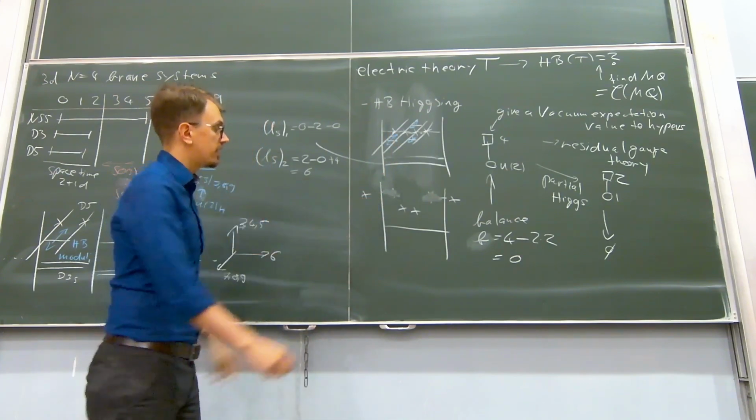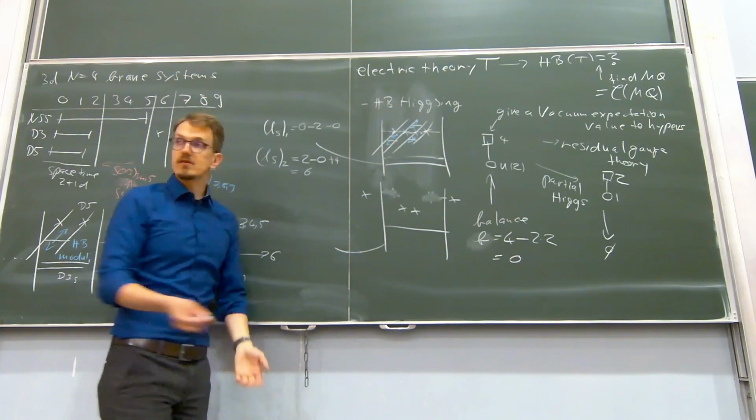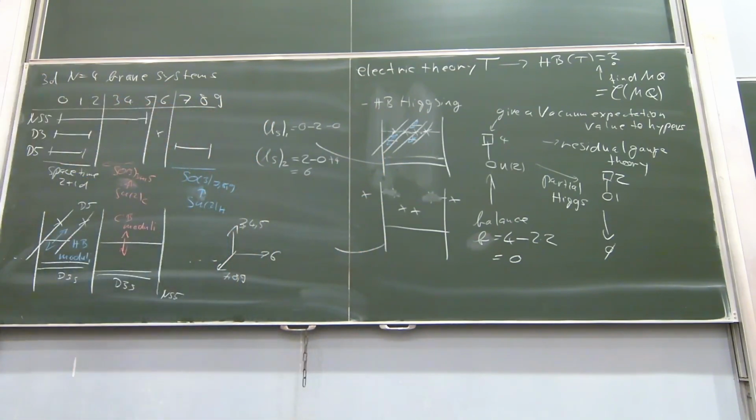Right, and you can see that the linking number here is the same. The number of D5s, if you had a bigger brane system, you want all of the D5s to the left. Everything to the left. All of them.